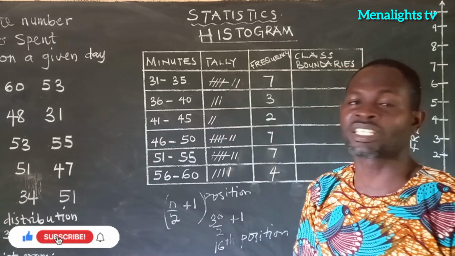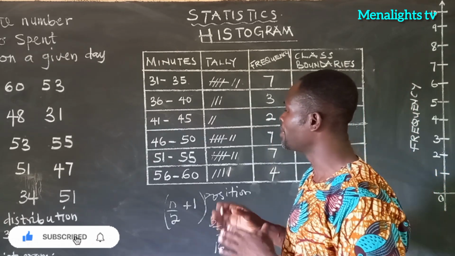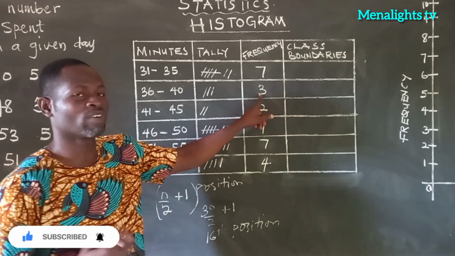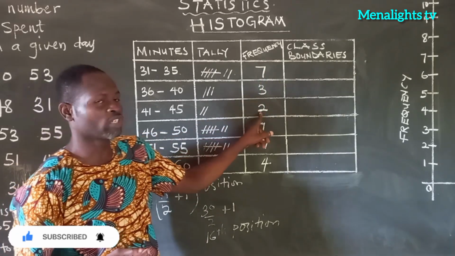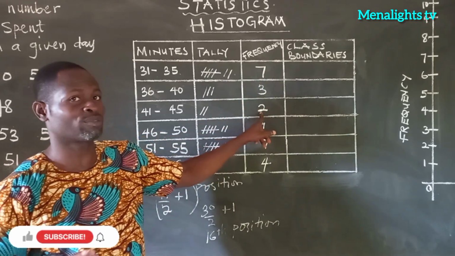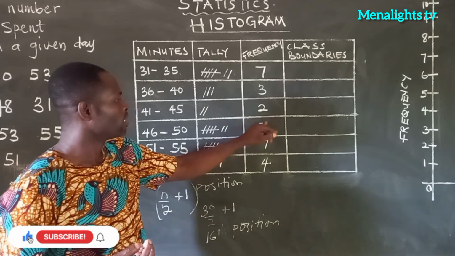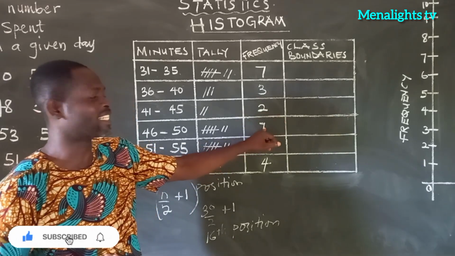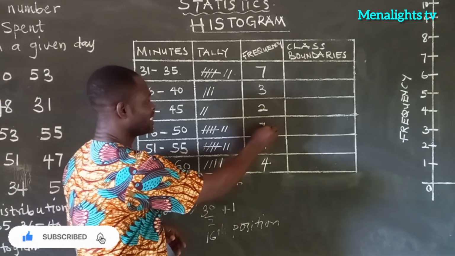So the 16th position will be what? Our median class. We add 7 plus 3 will give us 10. 10 plus 2 will give us 12. So which is still not up to 16. Then that means our 16 is here. So 12 plus 7 will give us what? 19. So our 16th position is here.